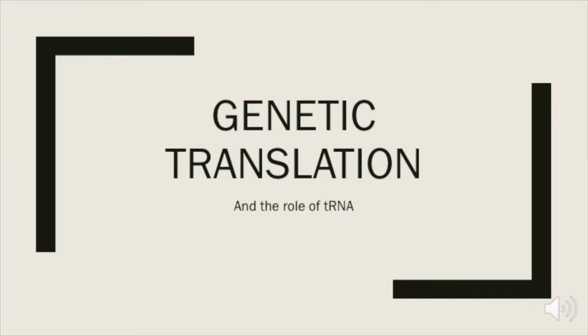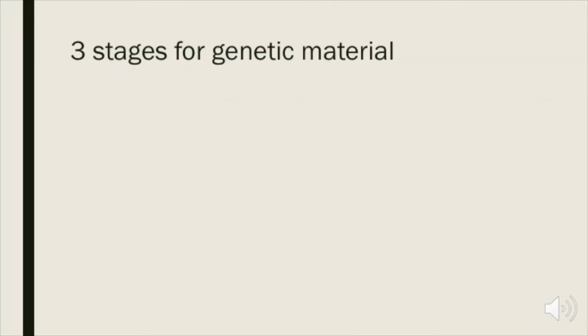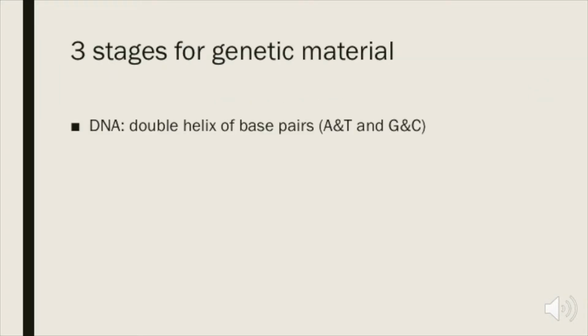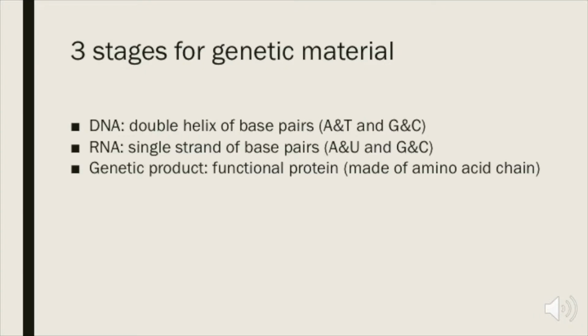Hello! Today we're going to be talking about the role of tRNA in translation of genetic material to functional proteins. There are three stages of genetic material. The first is DNA, a double helix of nucleotide base pairs. In order to get to the final stage, which is the production of the protein, DNA must be transcribed into single-stranded RNA, the second stage.